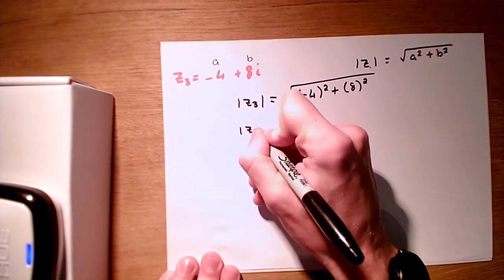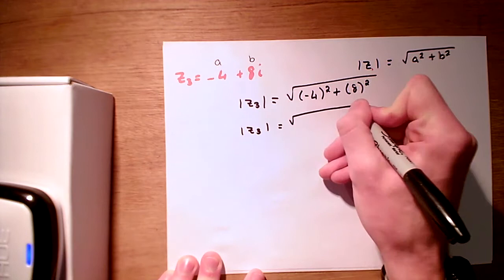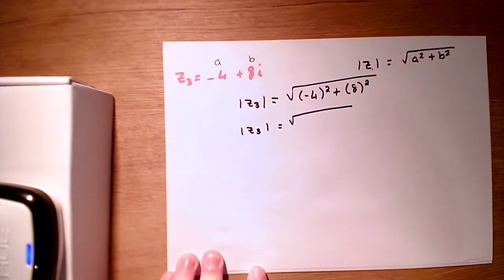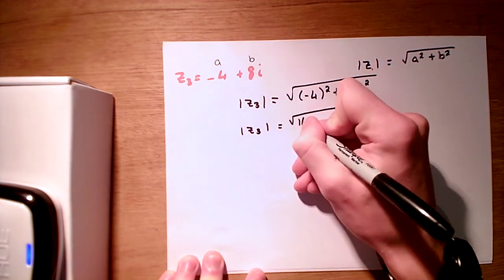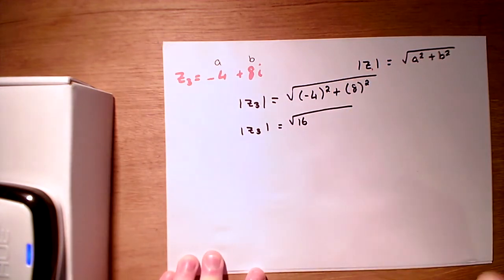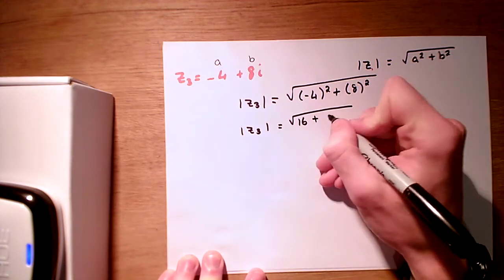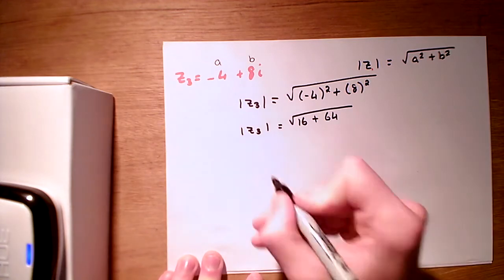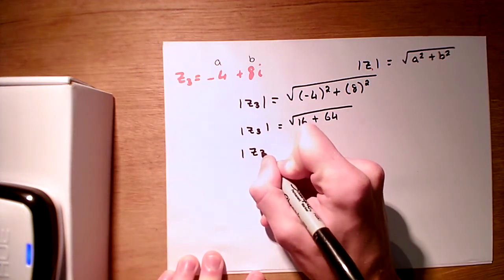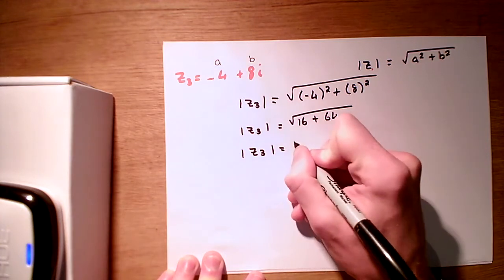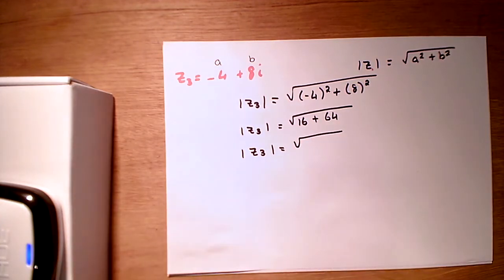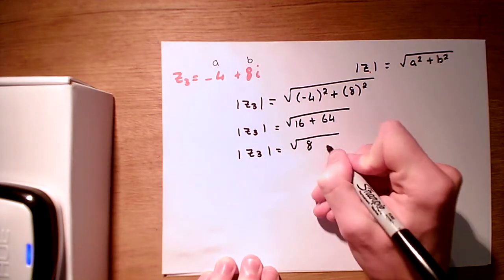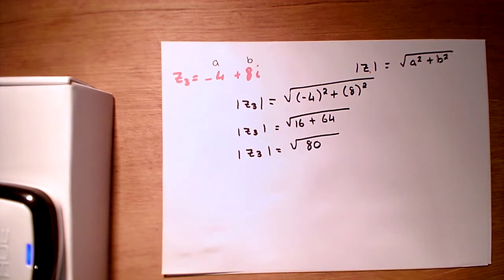Right? So again we have the modulus of Z3 is equal to the square root. Well, we know that any number squared will give us a positive number. So -4 times -4 gives us 16. And then 8 squared, 8 times 8, gives us 64. We can tidy this up again. The modulus of Z3 is equal to the square root of 16 plus 64, so that would give us 80. So the modulus of Z3 is equal to the square root of 80.